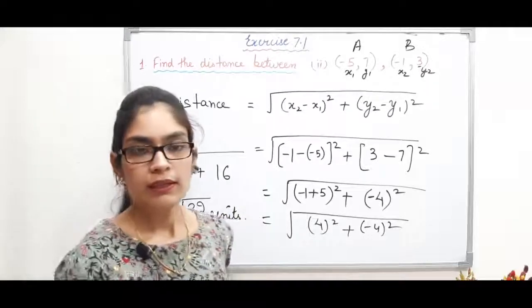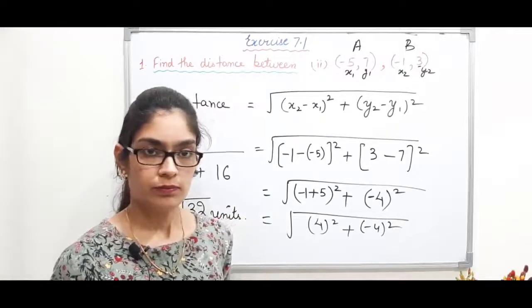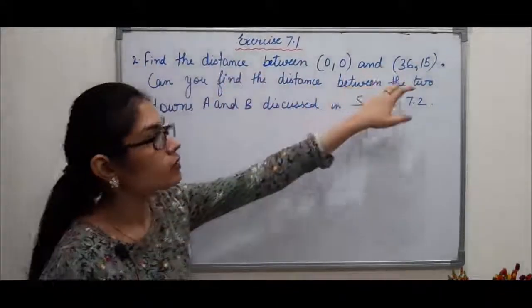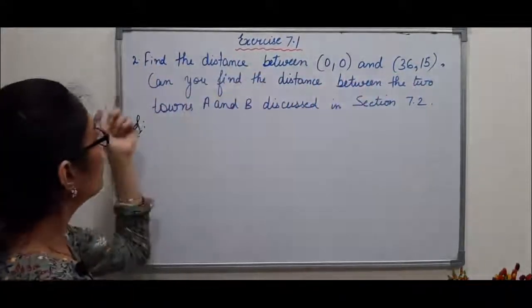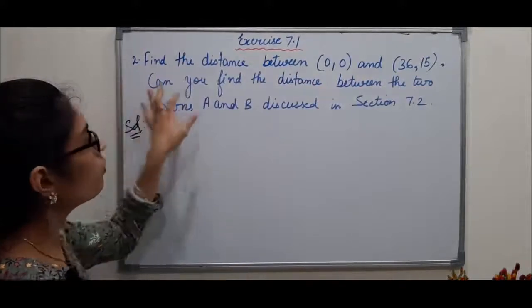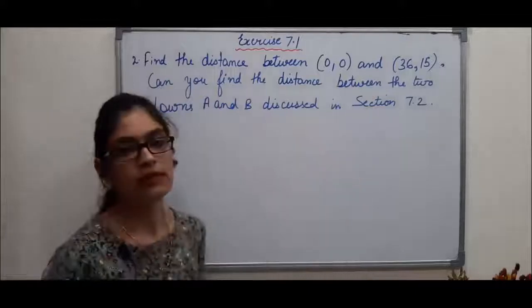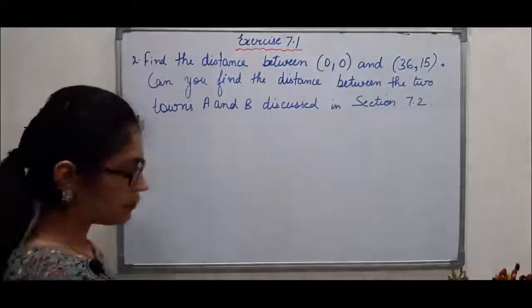Now let's do the second question. We have to find the distance between these 2 points, and the second part of the question is: can you find the distance between the 2 towns A and B discussed in section 7.2. So this is question number 2.